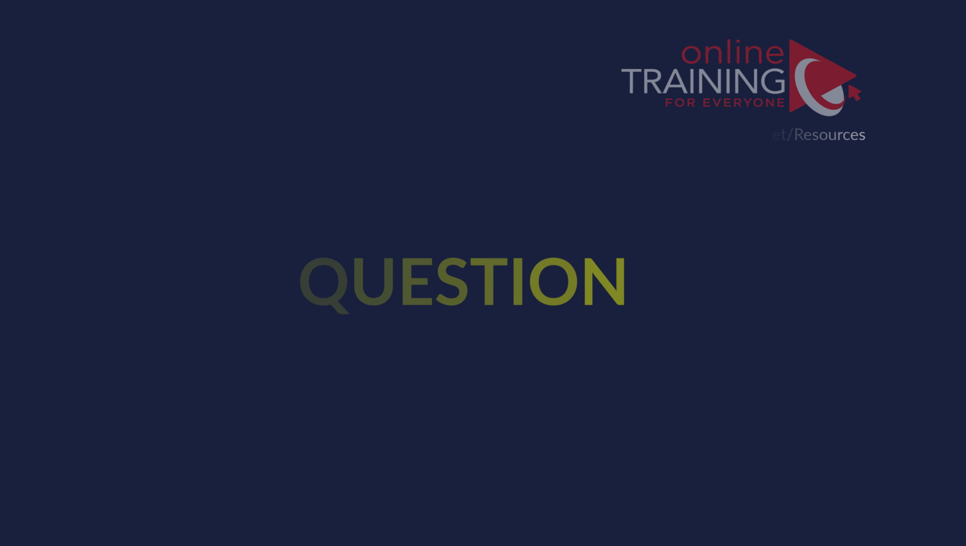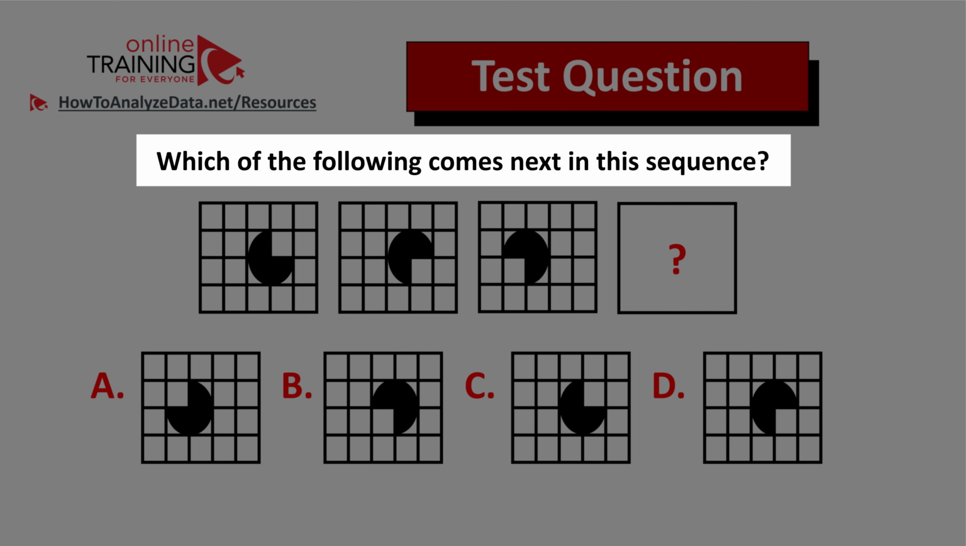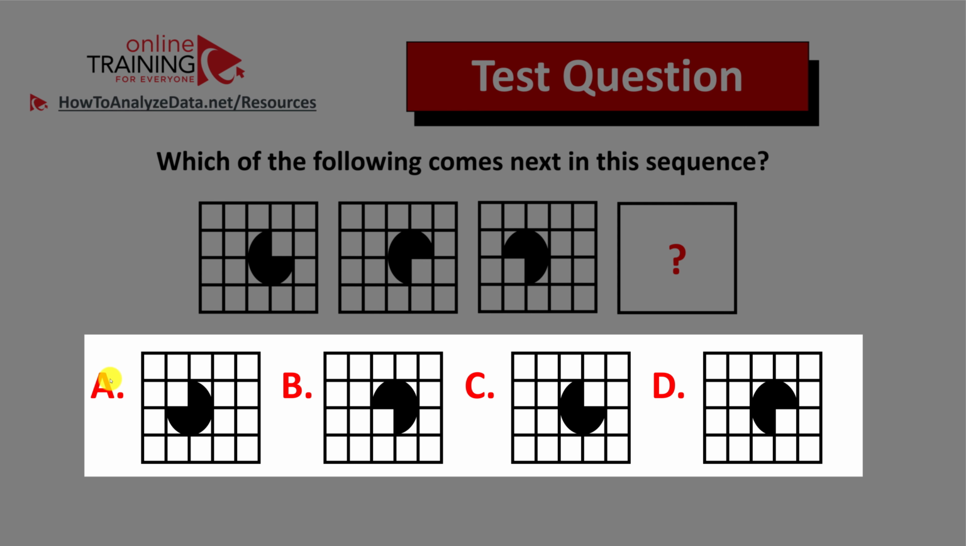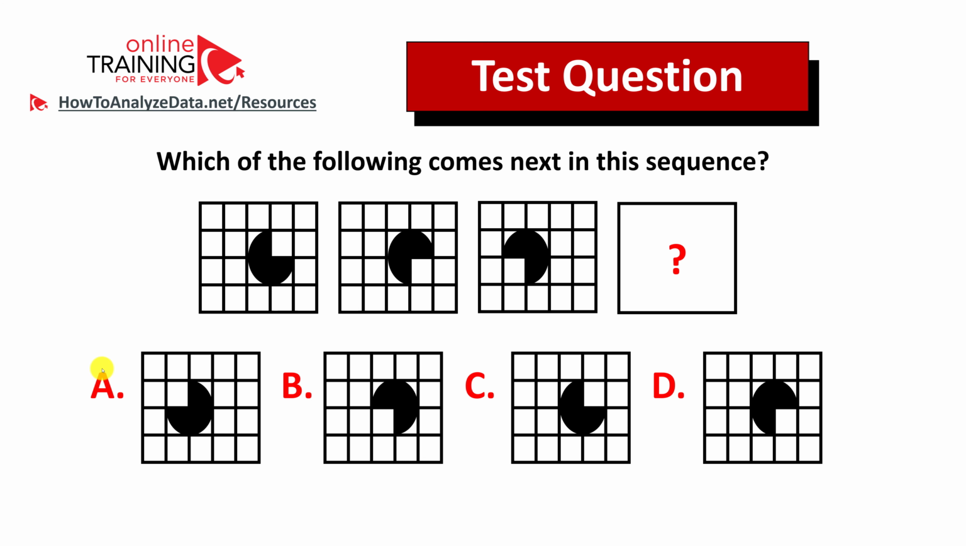Let's look at the interesting question, which tests your visualization as well as analytical skills. Which of the following comes next in the sequence? And you have a sequence of 4 by 5 rectangles, and each rectangle contains a pie inside of the rectangle. The figure 4 is missing, and there are 4 different choices for you to select from. Choice A, B, C, and D. Now might be a good time to pause this video to see if you can come up with the solution on your own.